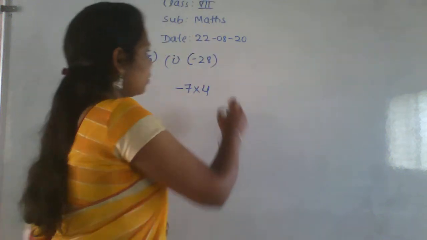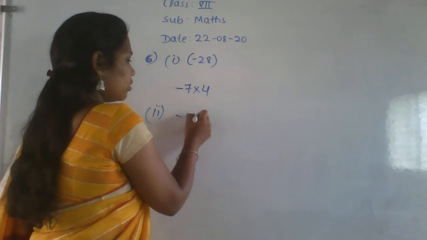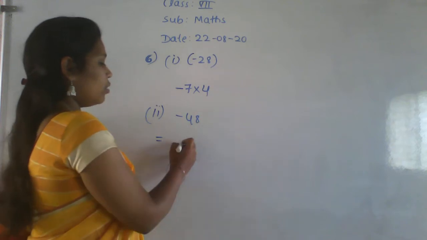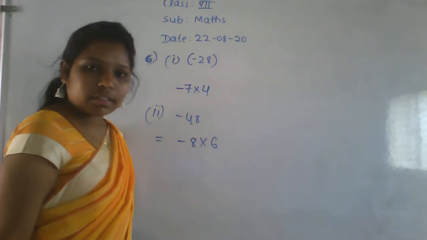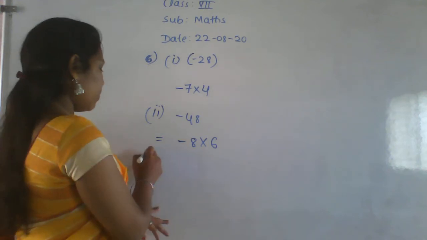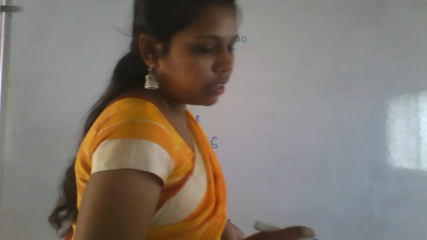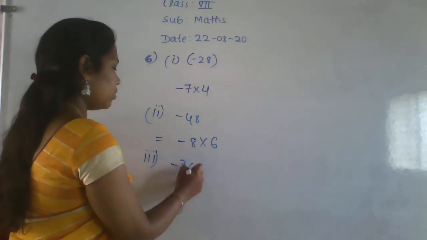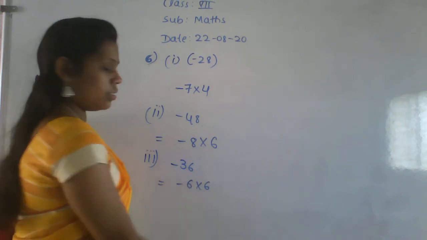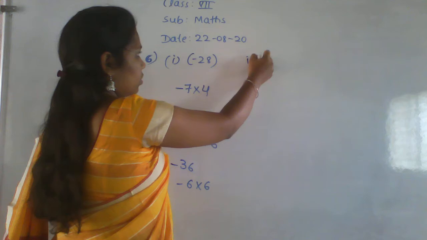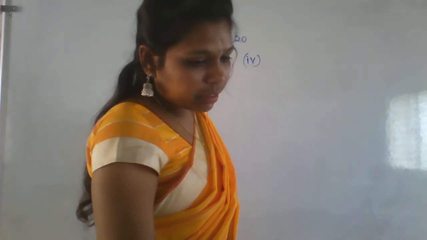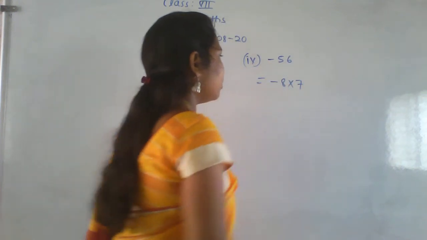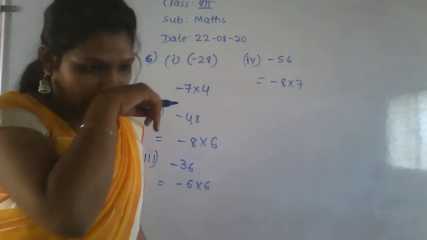Next one is the second one. Minus 48 is there. So here minus 8 into 6, product of two numbers. Okay. Next, the third one is minus 36. Minus 6 into 6. The fourth one is minus 56. That is minus 8 into 7. Minus 8 into 7. Okay.